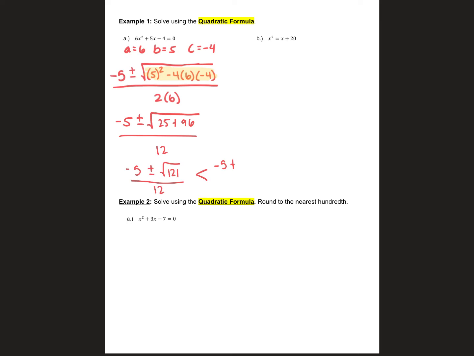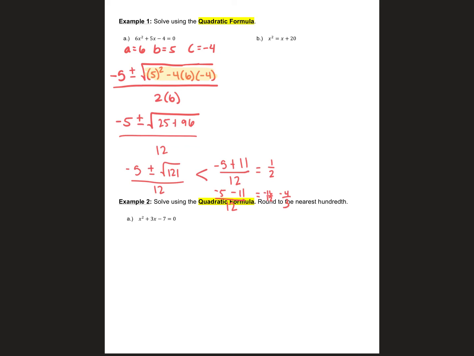Negative 5 plus the square root of 121, which is 11, all over 12. And then your other math problem, negative 5 minus 11, all over 12. Calculate both of those, and you get 1/2 and negative 16 over 12, which simplifies to negative 4 over 3.